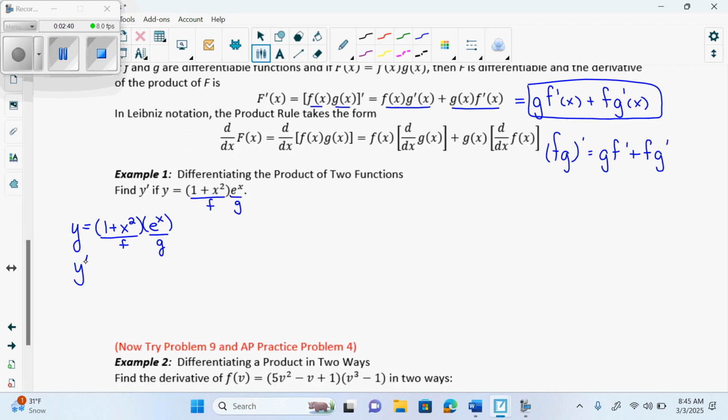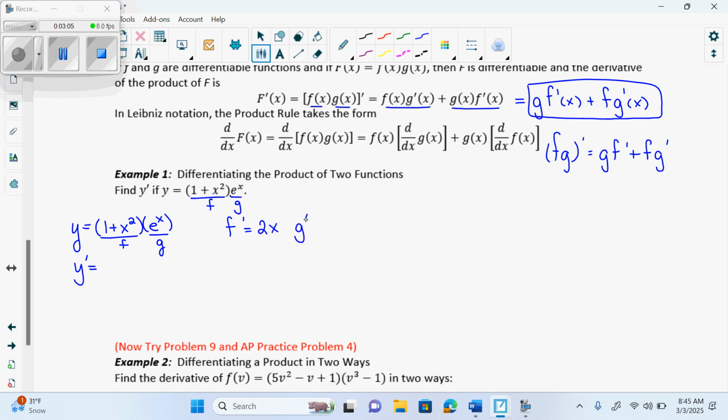Y prime equals, now we're going to need f, g, f prime, and g prime, right? That's what the formula has in it. So let's find f prime and g prime first. So f prime is what? 1 plus x squared. What's the derivative of 1? 0. It goes away. And then x squared is 2x.